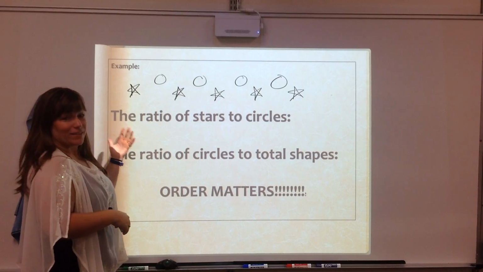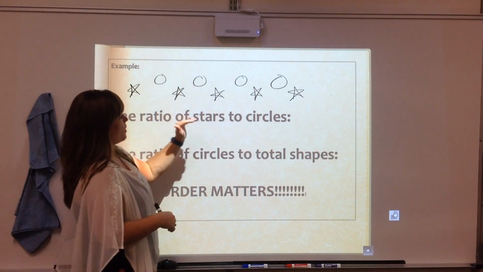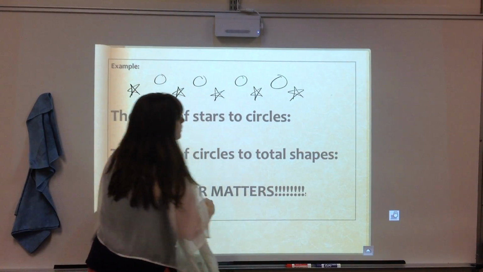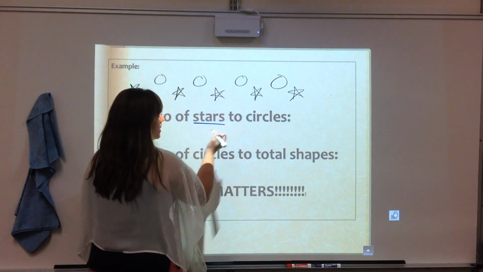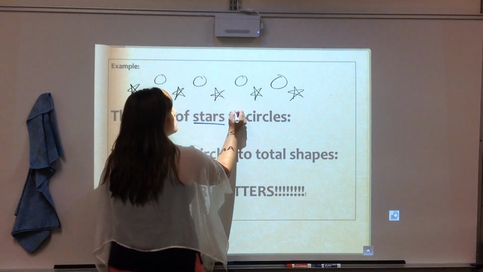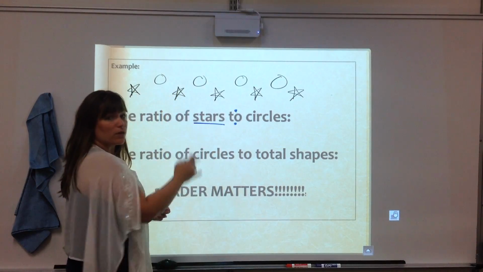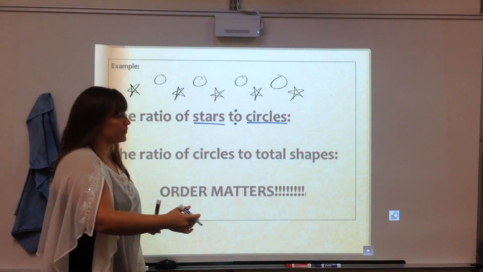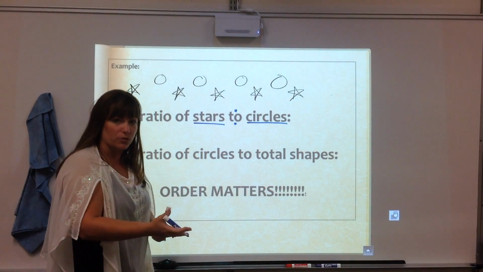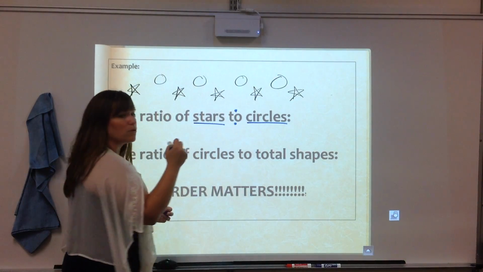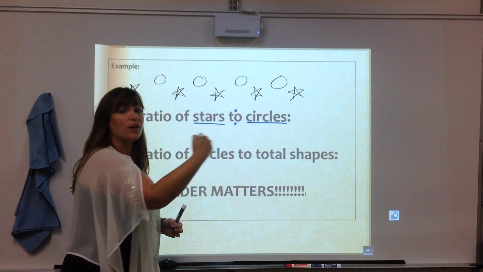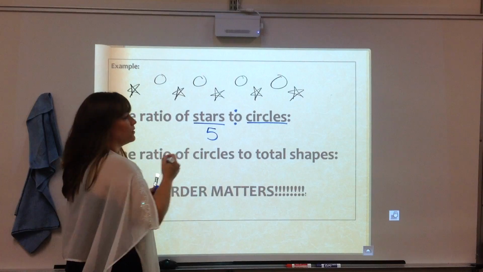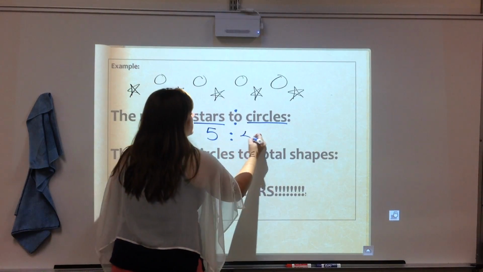The first example, we are asked to find the ratio of stars to circles. I'm going to want you to mark up these by underlining the first thing being compared, then drawing a box around the word to, and then drawing another line to the right of it. That you have just now built your ratio. Whenever you see that word to, whatever's to the left and whatever's to the right are the two things being compared. So we have 5 stars to 4 circles.